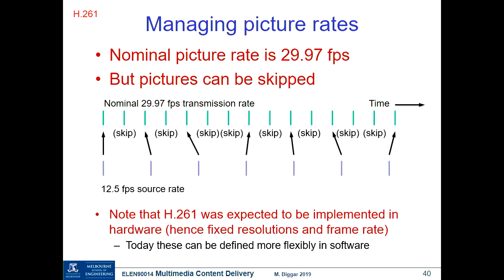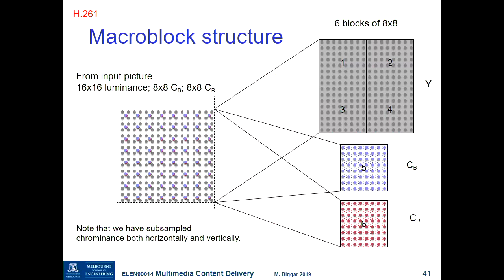Okay. And it's worth remembering that H.261 was expected to be implemented in hardware, and so that's why all these resolutions and frame rates were fixed, hardwired, and today they can all be done flexibly in software. One of the structures that was introduced in H.261 and was carried forward in some of the other standards was the idea of a macro block. A macro block is simply the element on which motion estimation and compensation is carried out.